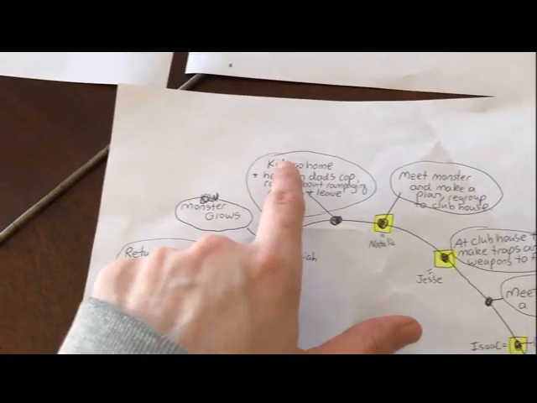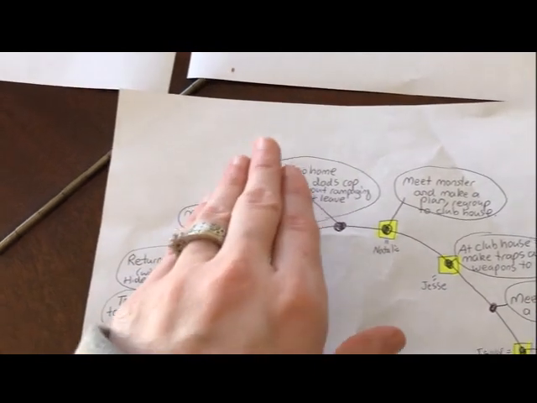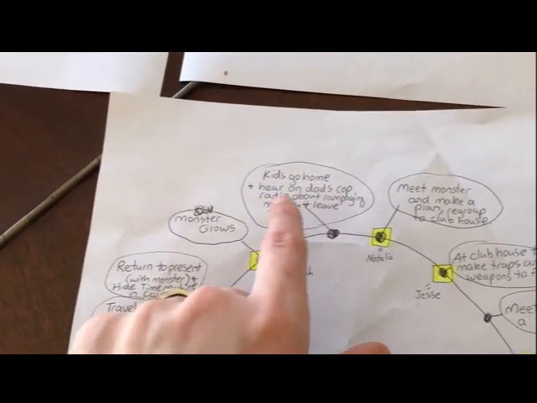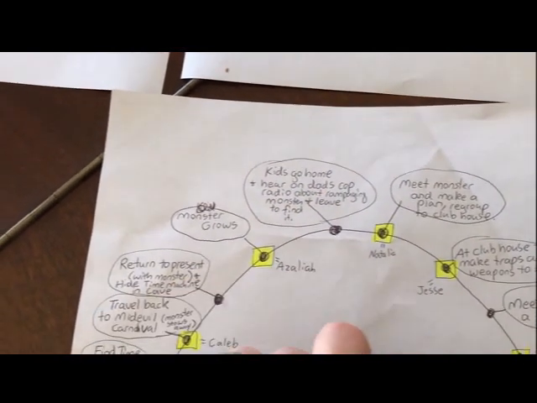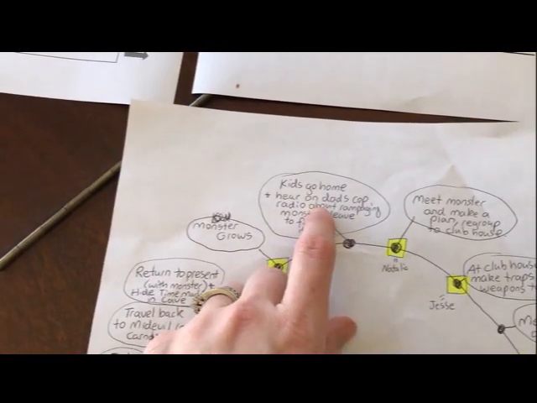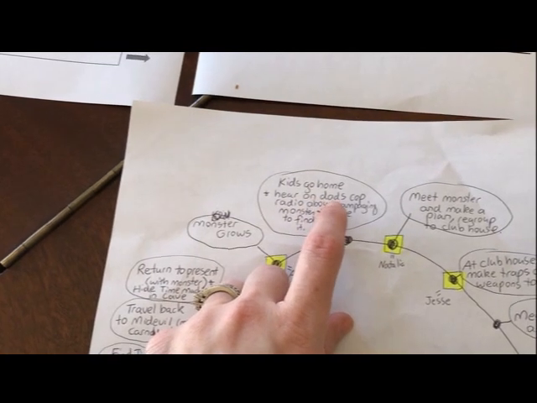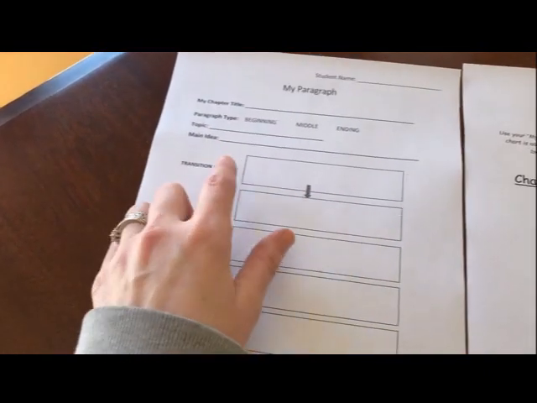Here's a bigger one, okay? The kids go home. This is after the monster grows. They don't even know about it. The kids go home, hear on their dad's cop radio about a rampaging monster, and so they leave to go find it. A lot of stuff going on here. So if someone had this paragraph, they can put something for the topic like kids hear about monster, okay? Or monster on radio, something like that.